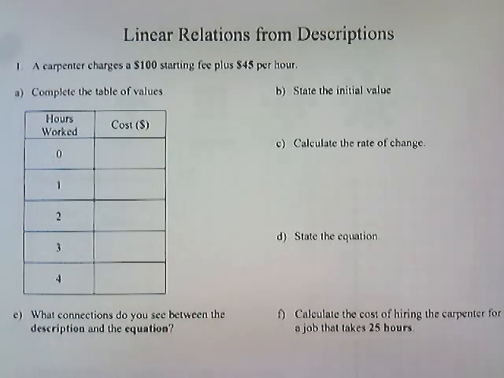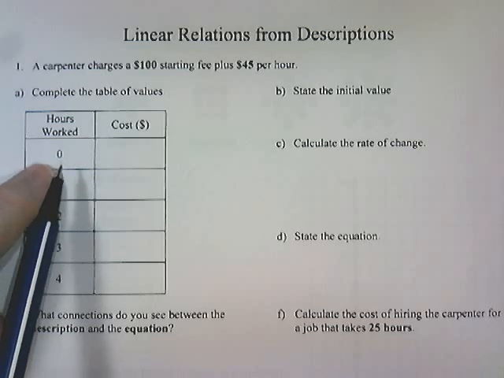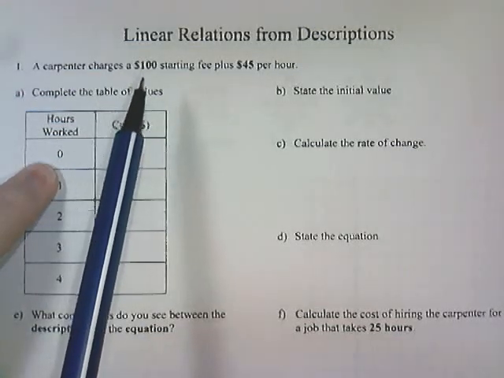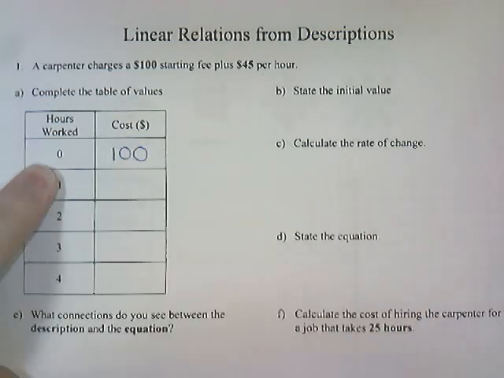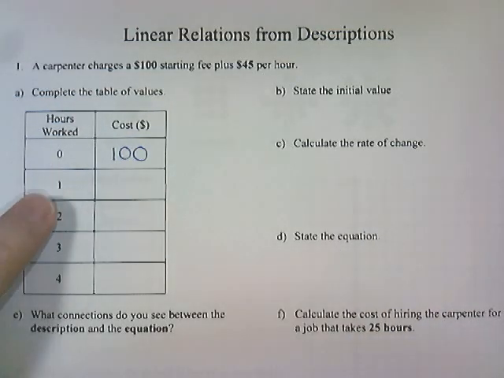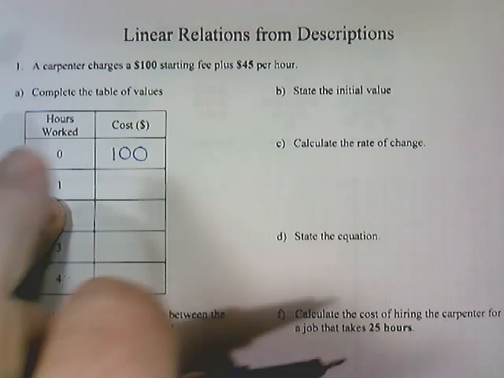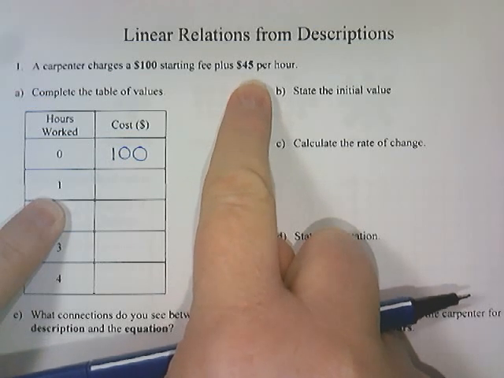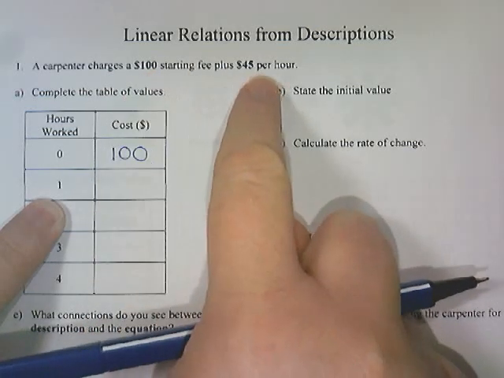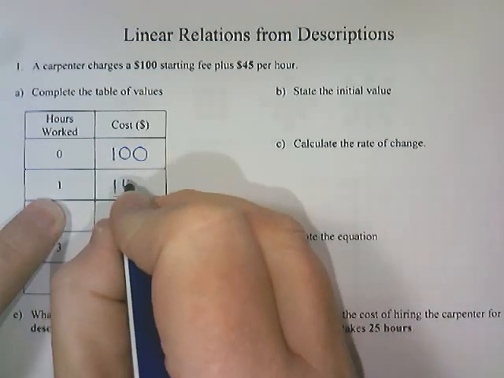So for 0 hours, it always seems weird to people to talk about 0 hours because if they didn't work for any hours, why would I pay them? But mathematically, it's just us trying to process the information. So if they don't work any hours, they do at least charge you a $100 starting fee. So it would start at a cost of $100. And then if they work an hour, you have to pay the $100 plus $45 for that 1 hour of work. So 100 plus 45 would be $145.